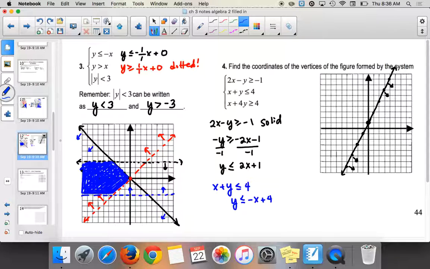But remember, I could always have done the x-intercept, y-intercept method. So this one's an easy one to do x-intercept, y-intercept on. If I cover up the x, I get y equals 4. If I cover up the y, I get x equals 4. So I should have x-intercepts and y-intercepts at 4.